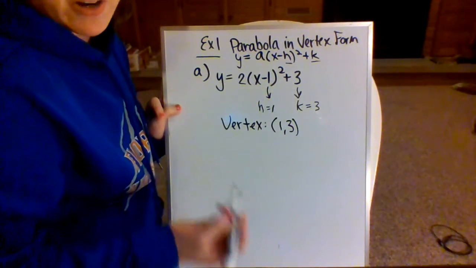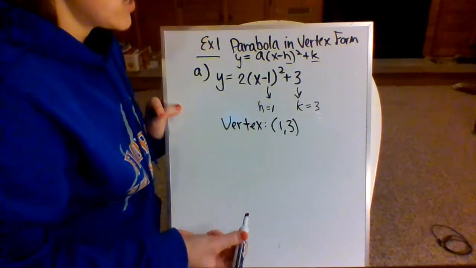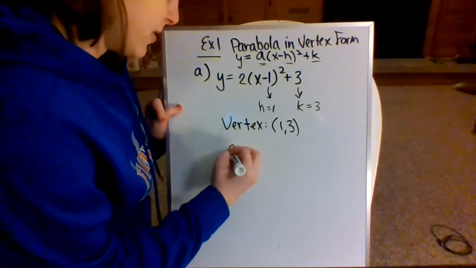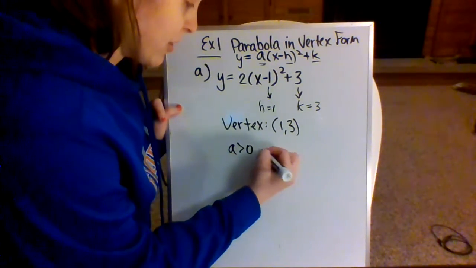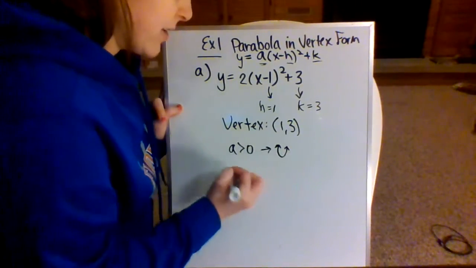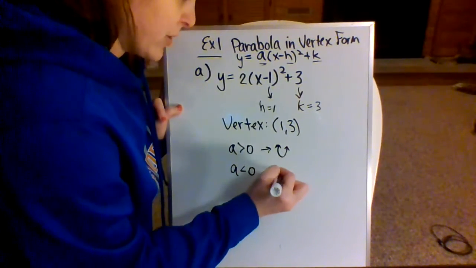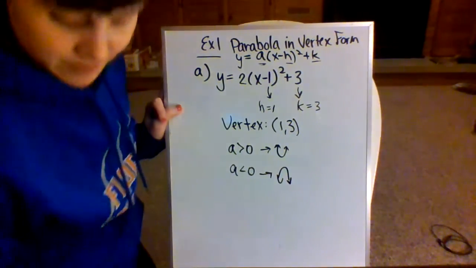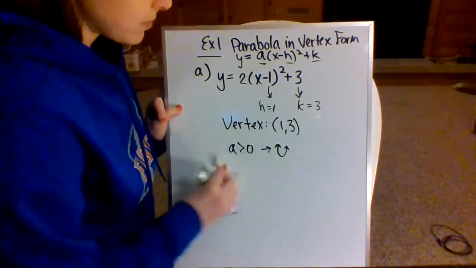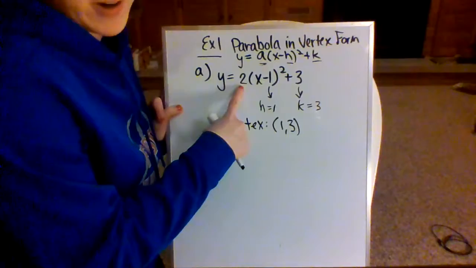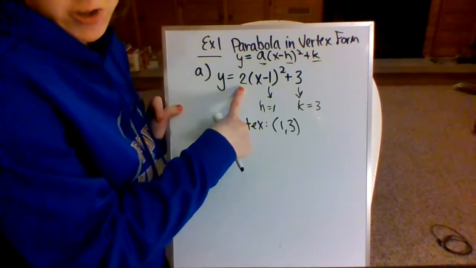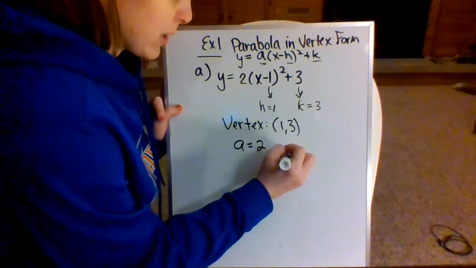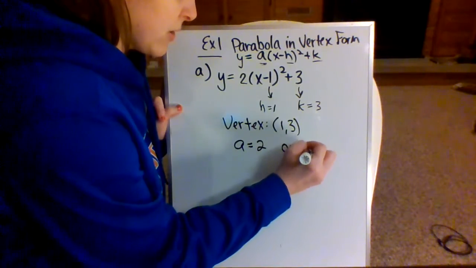Okay, now you might be asking, how do I know what direction it opens? Well, the value of a tells you what direction it opens. If a is positive, then your parabola is going to open up. And if a is negative, then your parabola is going to open down. Okay, so we're going to remember that. Our number in front of x minus 1 squared is 2, and 2 is a positive number. So since a equals 2, our parabola opens up.